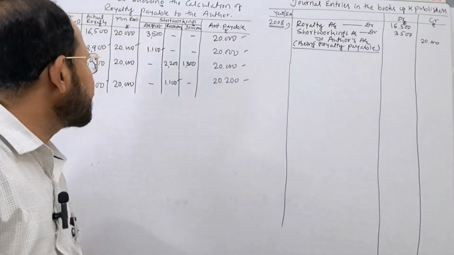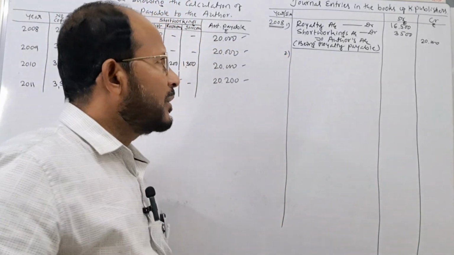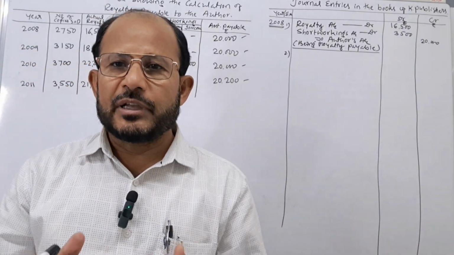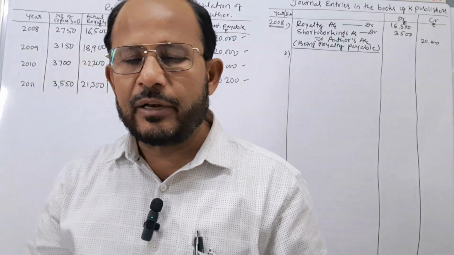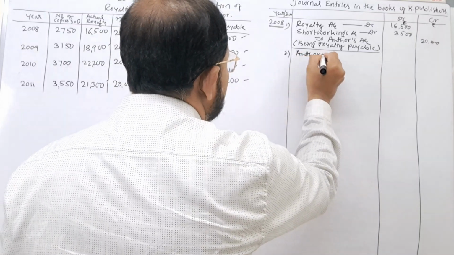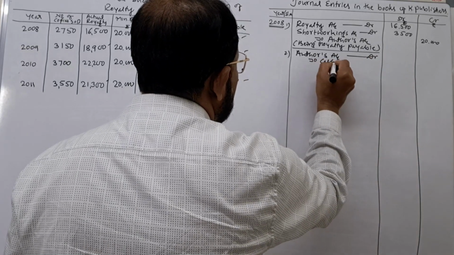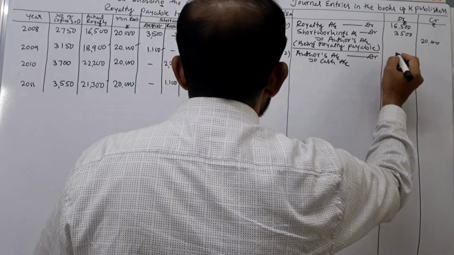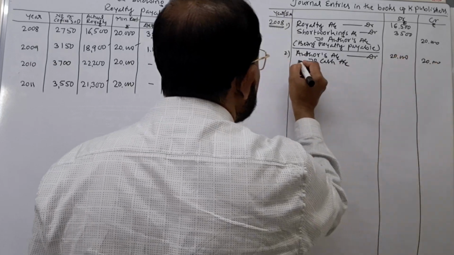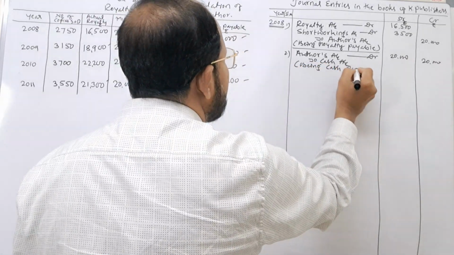Next one is, whenever cash is paid to the author, or when the royalty amount is paid, we pass a journal entry. Author's account is to be debited and cash account is to be credited. Very simple thing. How much amount? 20,000 and 20,000. Being cash paid, simply write the narration, being cash paid.